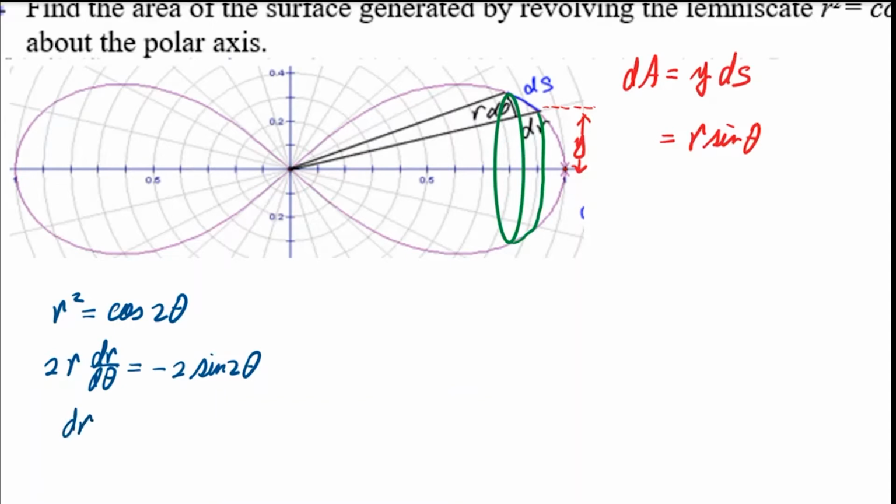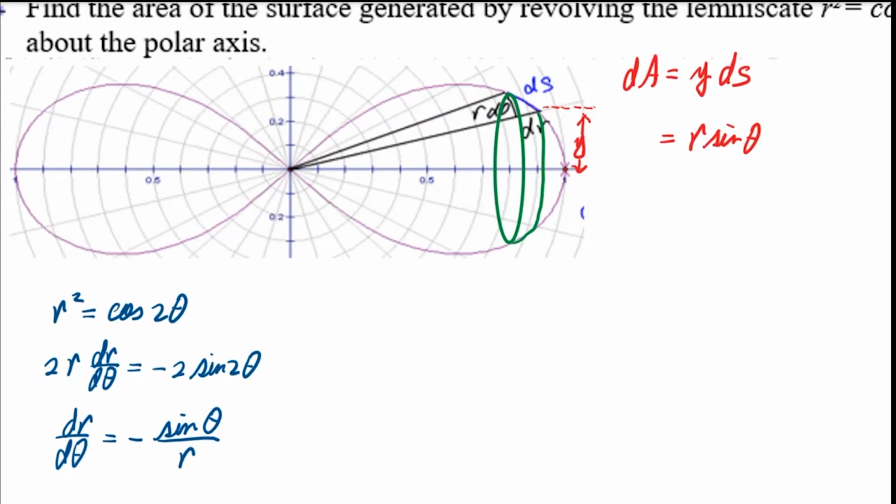So the r d theta will be dividing it by 2r, so we have negative sine theta over r. Should we substitute that, r squared equals cosine 2 theta? No, leave it. Good things happen to those who wait. Okay, trust me on this one. I've seen this movie before.